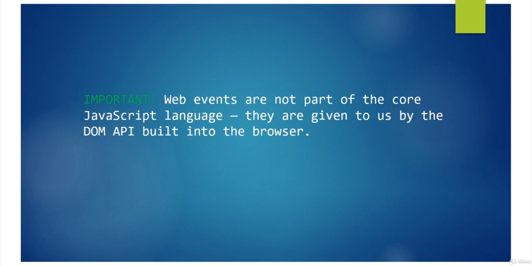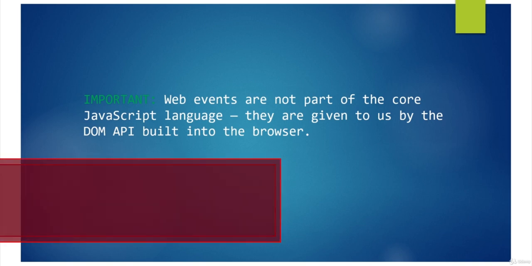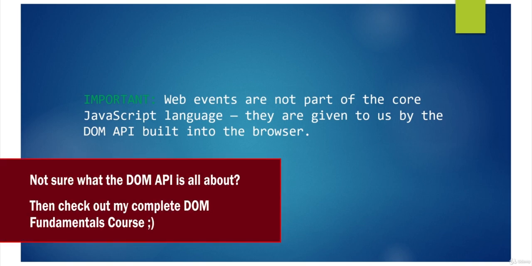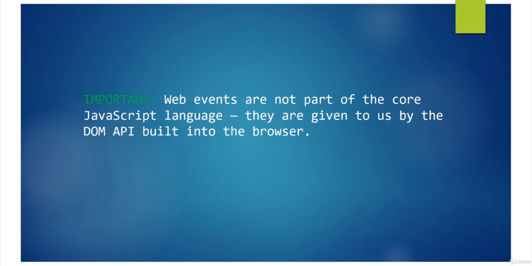So what I'm trying to say is that the events themselves are given to us by the DOM API. Remember, the DOM API is built into the browser. JavaScript is just one of the many languages we typically use to access and interact with these events. Does that kind of make sense?